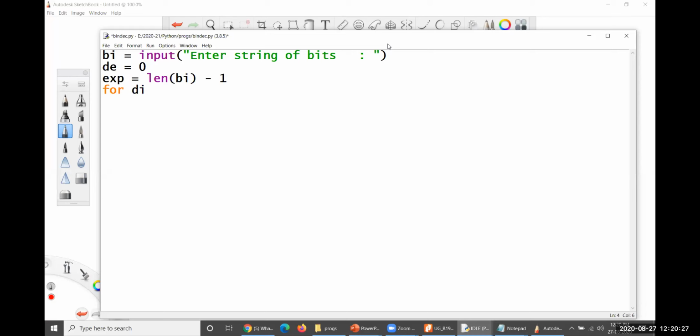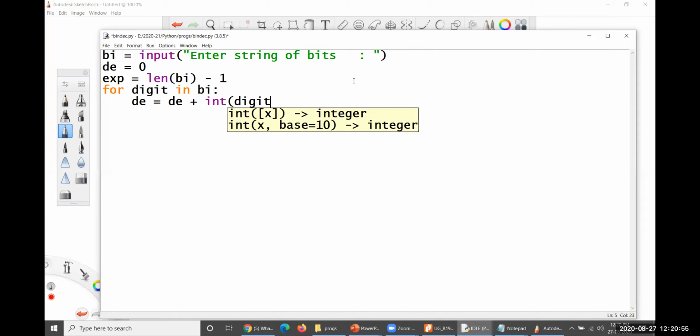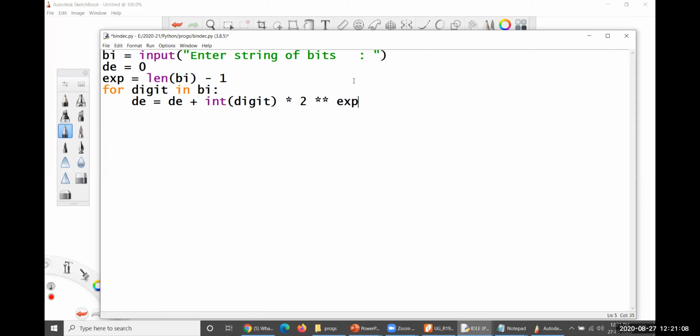After that, for digit in bi, the actual input that is the number of bits, decimal will be equal to decimal plus the integer of digit. The digit must be converted into an integer, into 2 exponent operator exp. Then the exponent must be decreased: that is 2 power 4, 2 power 3, 2 power 2, and so on. So you have to decrease the value, therefore exponent will be equal to exponent minus 1. It could be done.